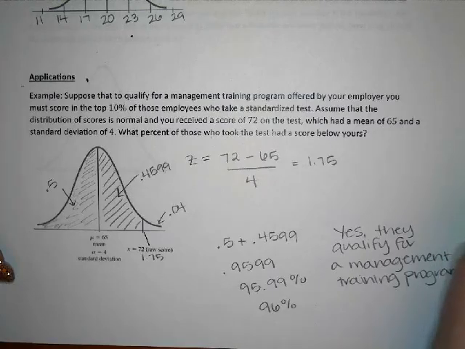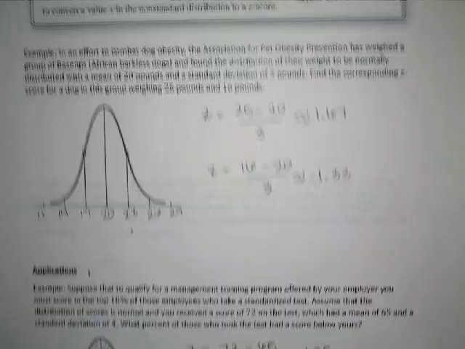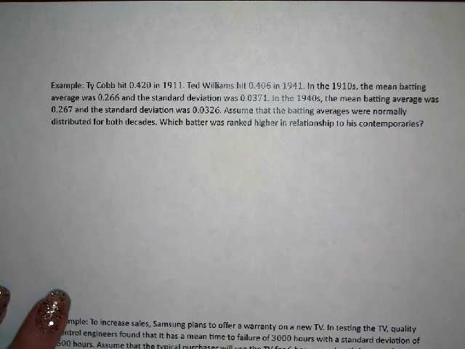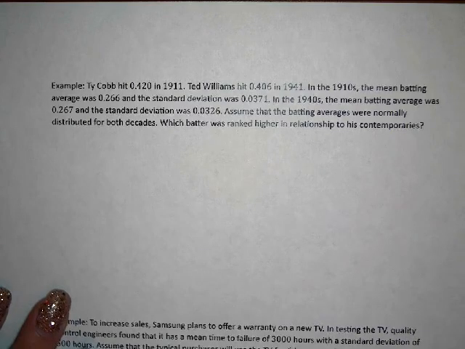All right, we have just a couple of examples left. Here it says Ty Cobb hit a .420 in 1911. Ted Williams hit a .406 in 1941. In the 1910s, the mean batting average was .266 and the standard deviation was .0371. In the 1940s, the mean batting average was .267 and the standard deviation was .0326. Assume that the batting averages were normally distributed for both decades. Which batter was ranked higher in relationship to his contemporaries?